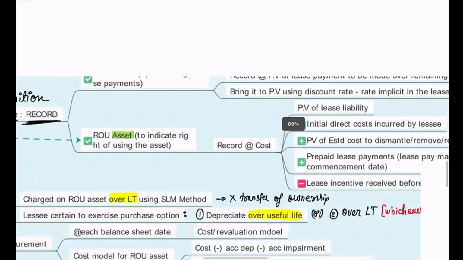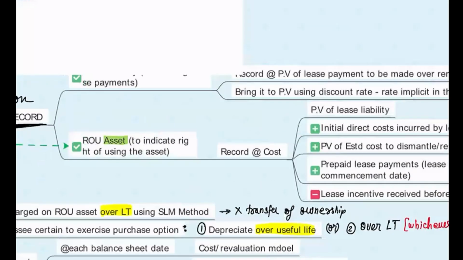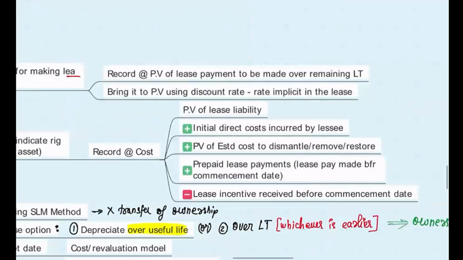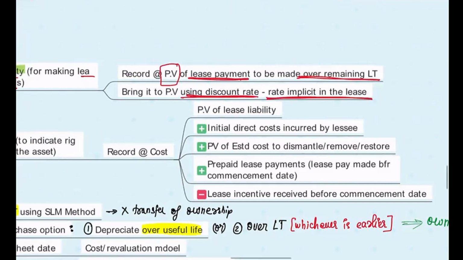Lease liability is the lease payments that you are going to make. So you have to bring all the payments that are going to be made over the lease term to the present value and record it in your books. How will you bring it to the present value? You have to use a discount rate, which can be either your implicit rate of return, that is IRR, if given in the question, or if not, the incremental borrowing rate, as we understood.